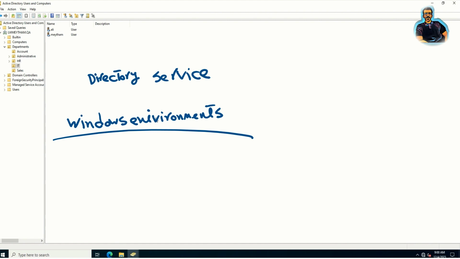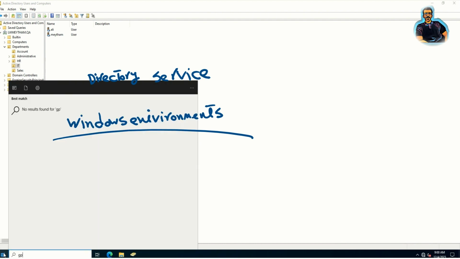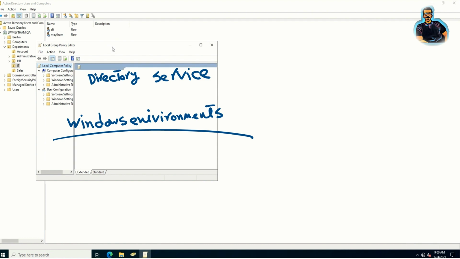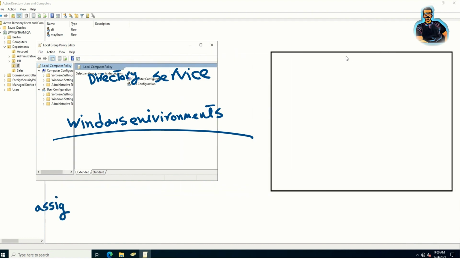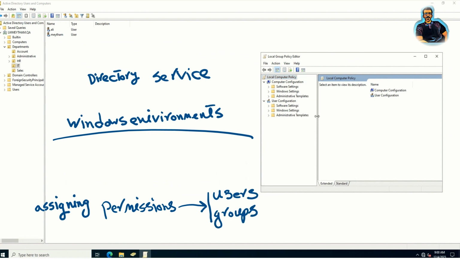This service brings multiple advantages for organizations, including centralized user and resource management, improved security, and simplified administration. With Active Directory, administrators can control resource access by assigning permissions to users and groups. This centralized approach makes managing user accounts and resources easier across the network, reducing the administrative burden on IT staff.